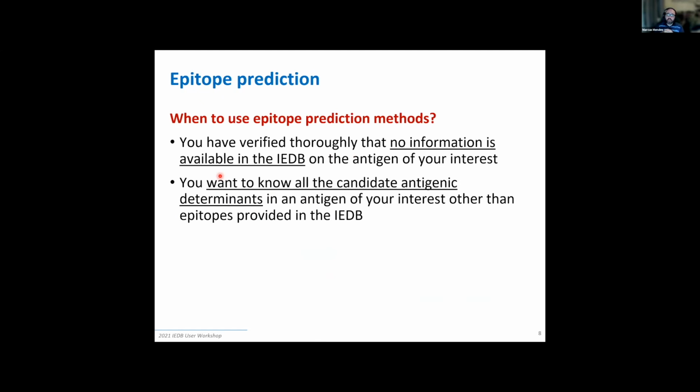So I know everyone is excited to start using our tools. It's quite interesting. You have had a lot of nice talks today, but you need to think about when to use the epitope prediction method. It's not always. And I'm going to explain why. Reality is always better than a prediction. So if you have the reality and you have the prediction, you're only going to trust the reality data.